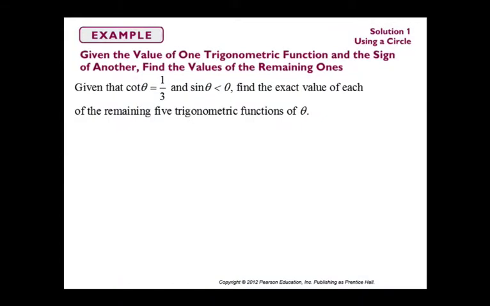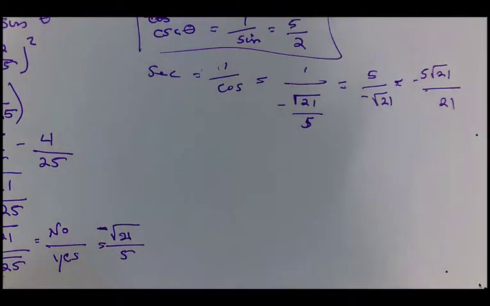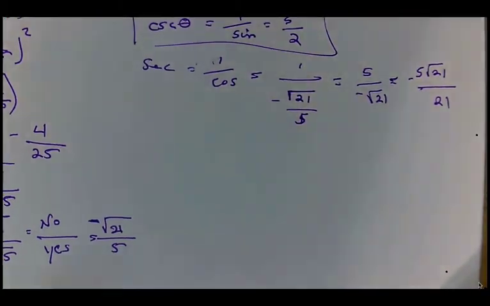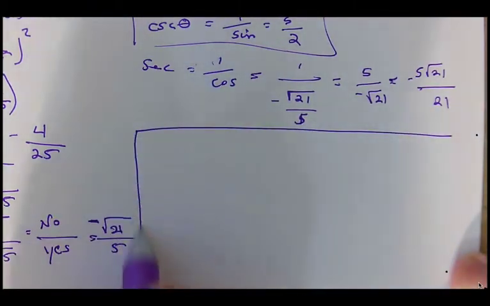So let's go ahead and look at this example here. We have the example of cotangent of theta is 1/3 and the sine of theta is less than 0. So first thing I'm going to think about is what quadrant am I in? I know it popped up there. What quadrant am I in? Okay, I'll draw this off a little bit.